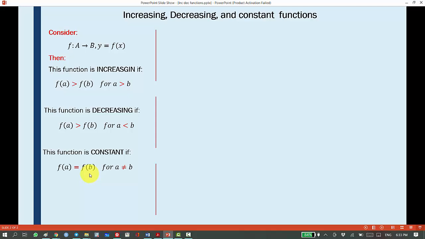We can also visualize increasing, decreasing, and constant functions by their graphs. For example, consider this function here. If you run a parallel line to the y-axis from minus infinity to plus infinity, or from left to right, the direction of the graph of the function is upwards. As you can see, as we are moving to the right, the direction of the graph is upwards.